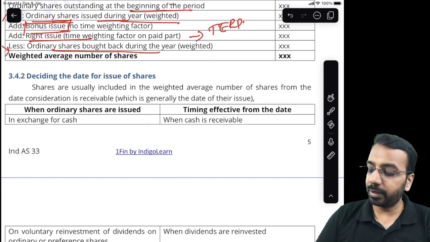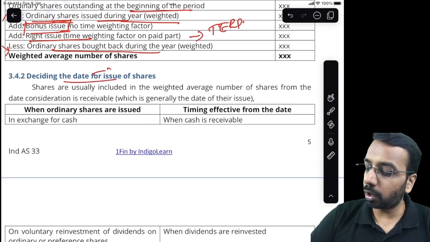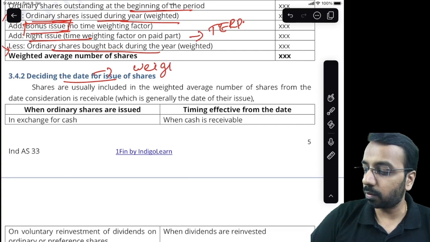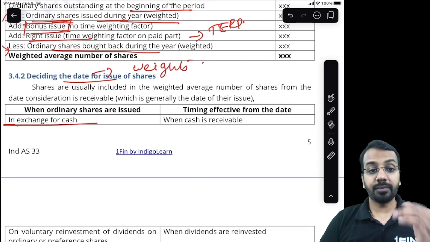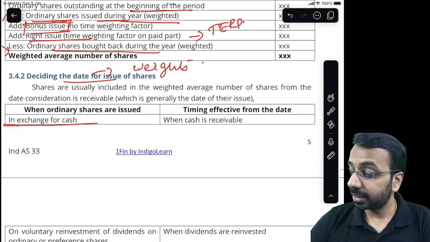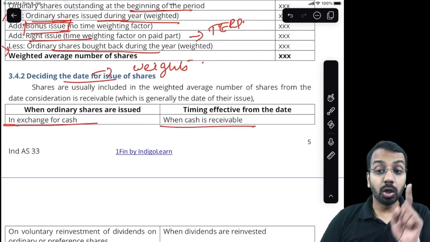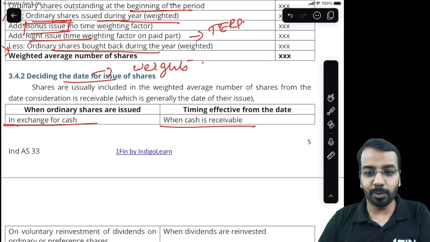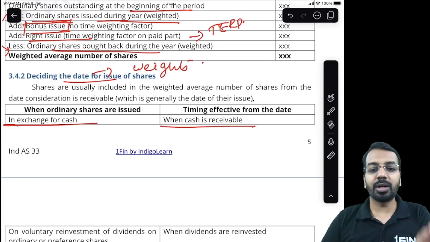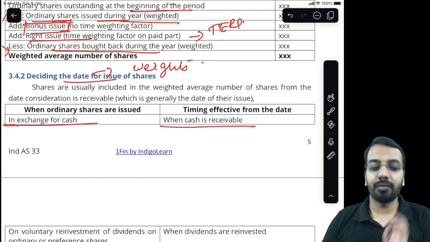Now, when we talk about the date for the purpose of calculating the weights, what we need to understand is, if it is issued in exchange for cash, if you have issued shares for cash, then the date on which cash is receivable, not the date on which cash is received, from that date you will consider it for time weighted factor.